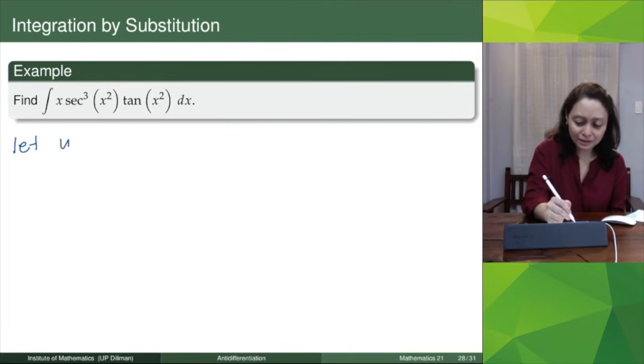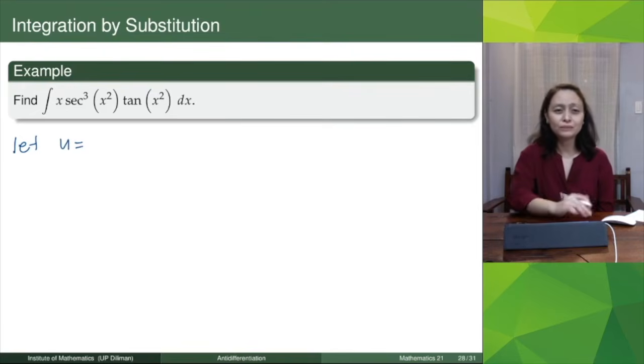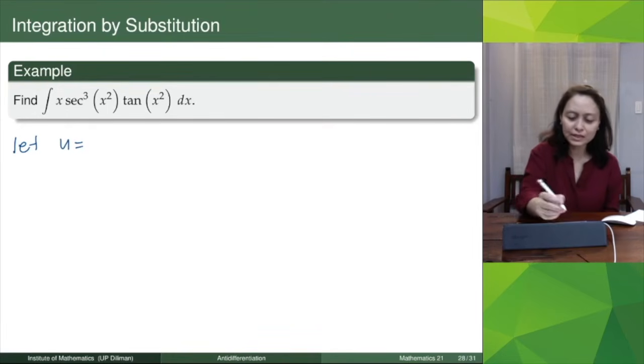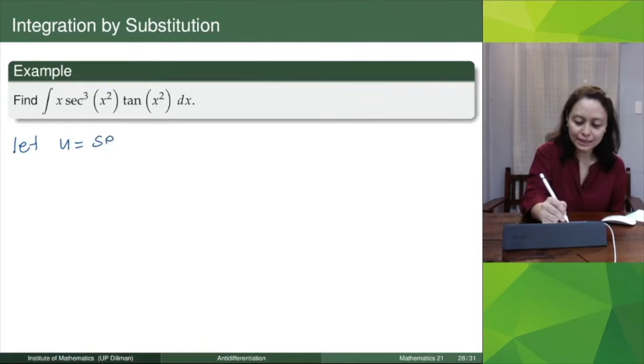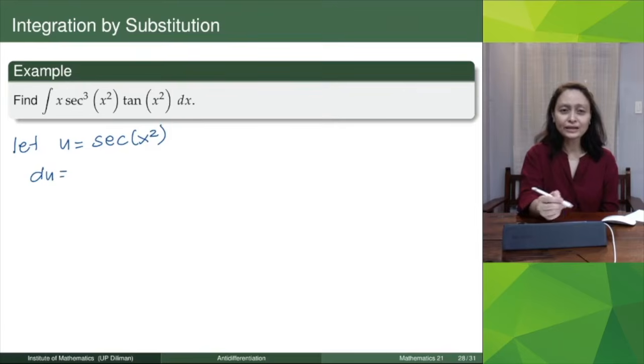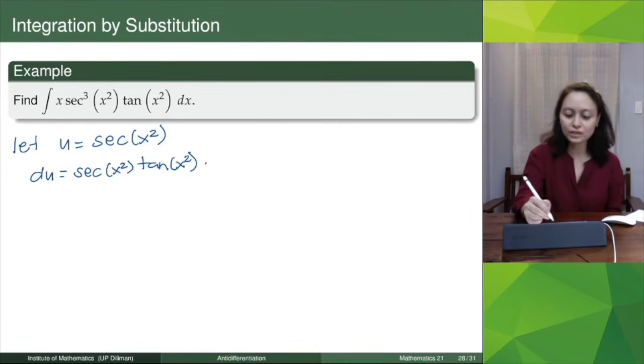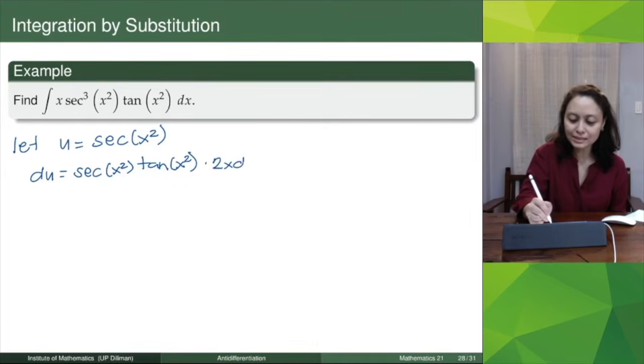Sige, it takes practice para ma-recognize kung ano yung magandang u na piliin. So, in this case, suppose I choose u to be secant of x squared. Yan. So, ang derivative nito, sige, mag-chain rule tayo ha. Ang derivative ng outer function, which is secant, is secant tangent. So, secant x square tangent x square. Then, multiply it with the derivative of x square, which is 2x dx.